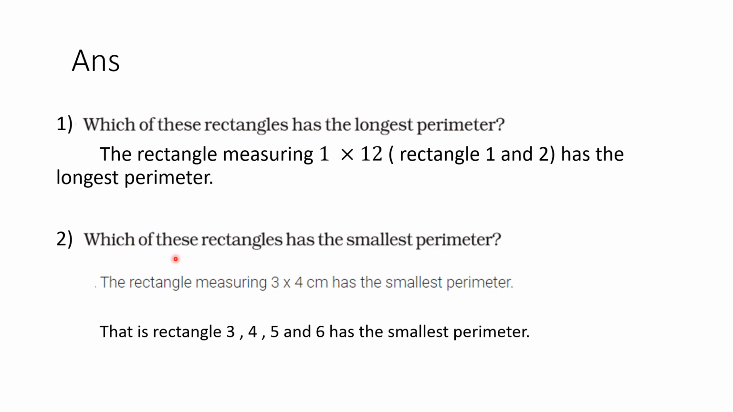Second one, which of these rectangles has the smallest perimeter? The rectangle measuring 3 into 4 centimeter has the smallest perimeter. 3 into 4 means the rectangle 3, 4, 5 and 6 has the smallest perimeter. It's clear?